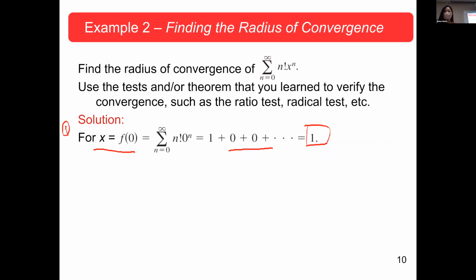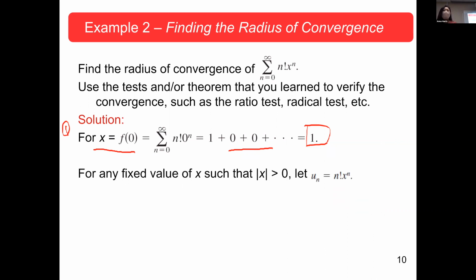All right, next one. For any fixed value of x, absolute value of x is greater than 0, we're gonna use this. All right, so we're going to do a second case. Remember, the trivial case is always true, but we're still gonna show it, okay? But now we need to see it.